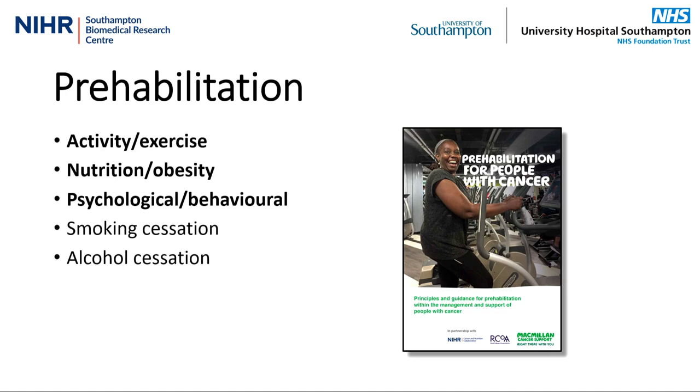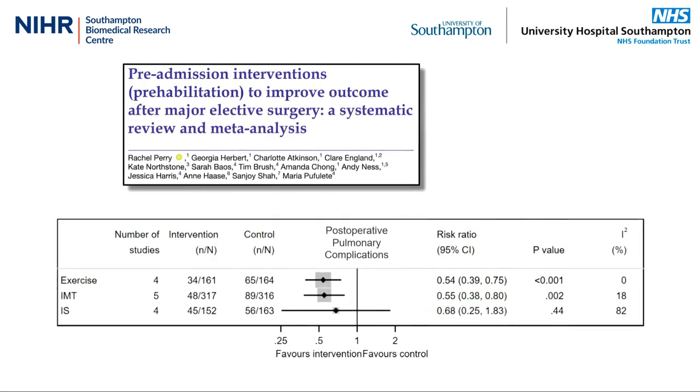Prehabilitation, I'm sure we'll hear lots of in other parts of the meeting. So the use of exercise, nutrition, and psychological interventions, typically with behavioural change support, sometimes with alcohol and smoking cessation added. And the data is relatively slight. The senior author was Maria Puffoletti from Bristol. It was in preparation for a big grant in the UK.